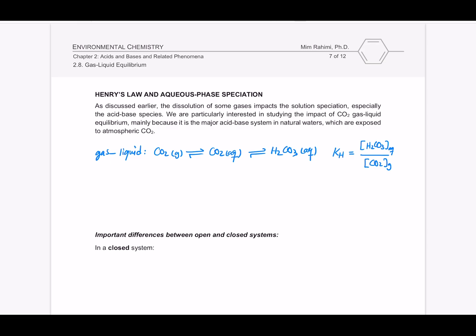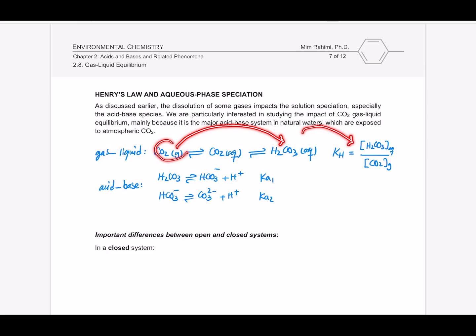Now once we have H2CO3, carbonic acid, we also have acid-base reactions. As always, H2CO3 goes to bicarbonate, that's Ka1, and then bicarbonate to carbonate, and that's Ka2. So they're basically connected. You get the gas, bring it here, it follows this expression of how much you eventually bring in. And when you bring it here, it follows these two reactions. So they're both connected together.